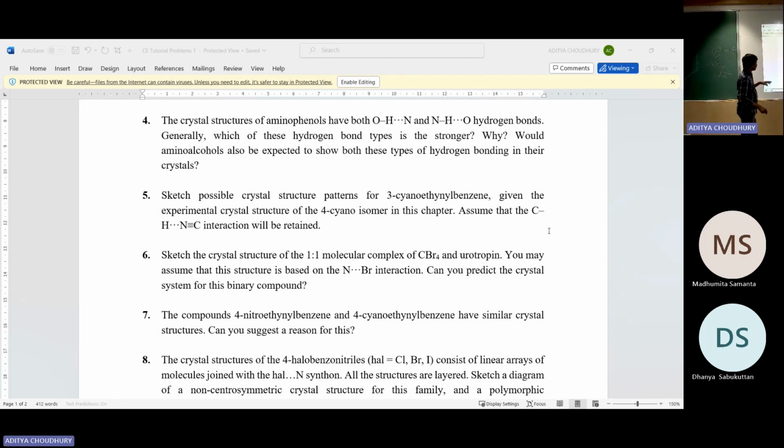Next question. Did you get the idea? Next one will be 7. The compound has 4-nitroethynyl benzene. Instead of cyanide, which we just drew, we have a nitro group, and we have 4-cyanoethynyl benzene, with similar structures. Can you suggest the reasons? So let me draw the structures of both the compounds.